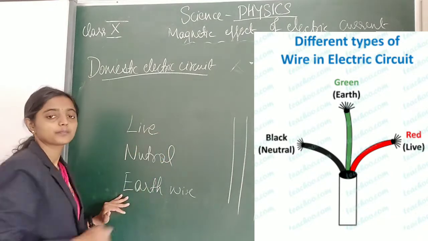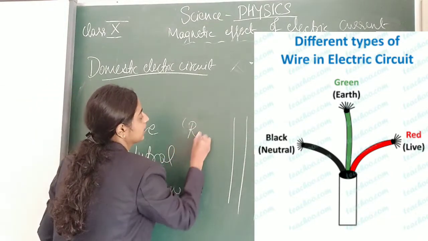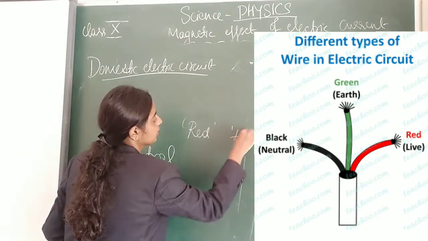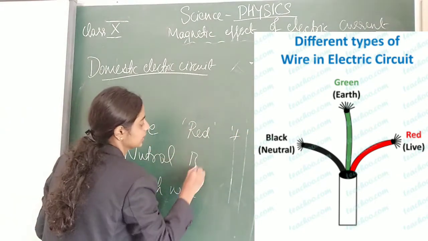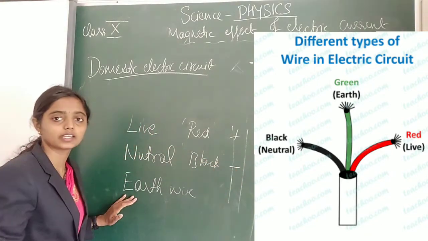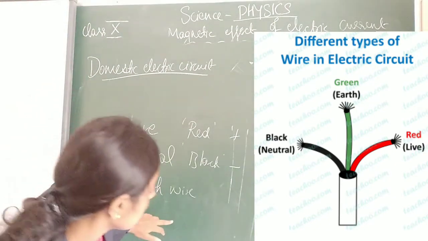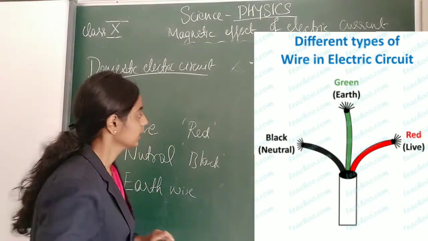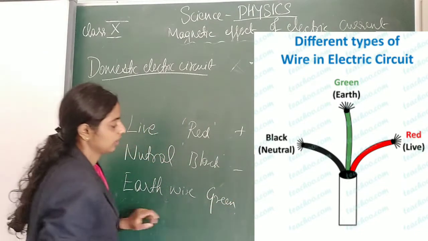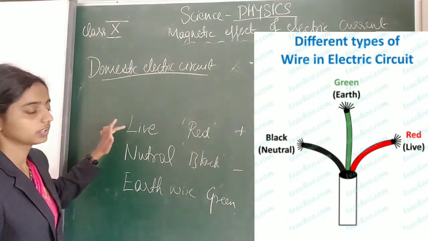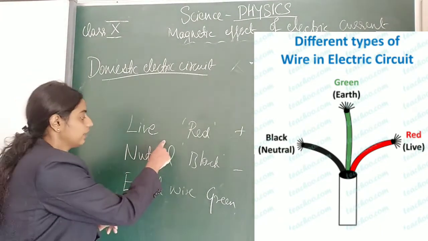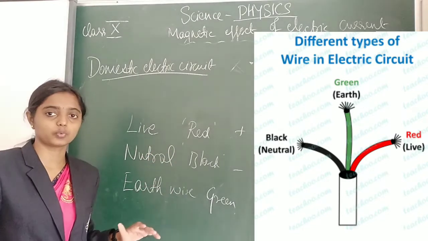So the live wire is red in color and also known as positive, right? And the neutral wire is black in color and known as negative. And when it comes to live wire, neutral wire and earth wire.